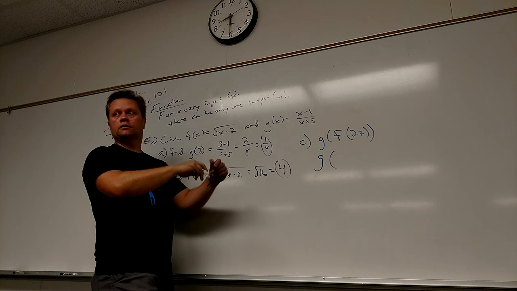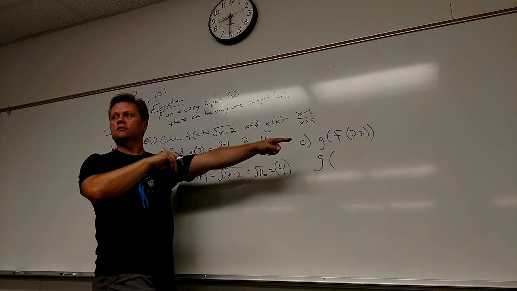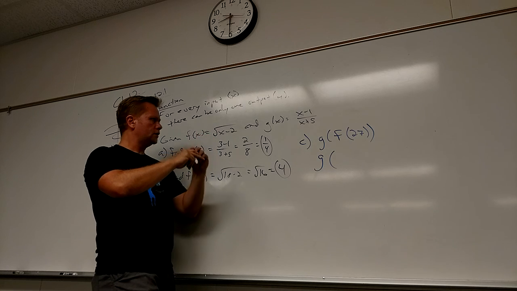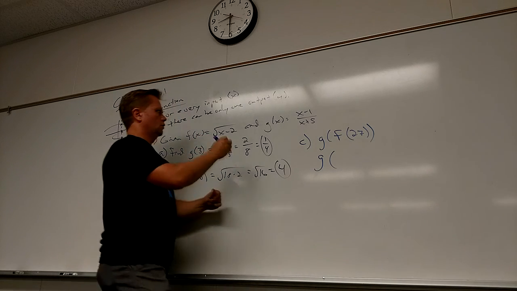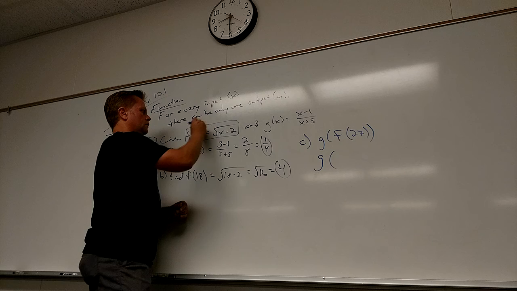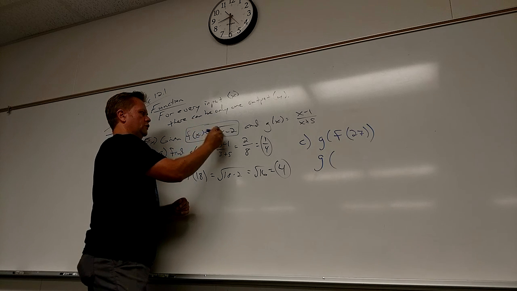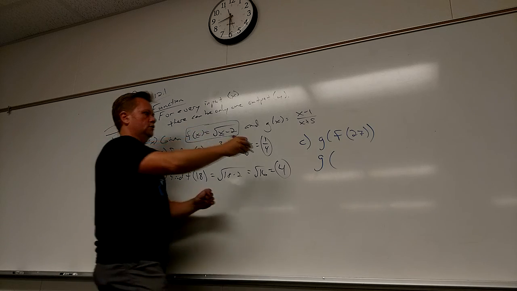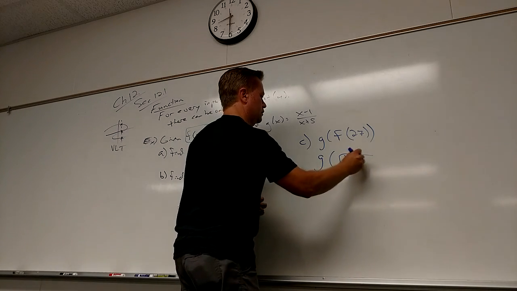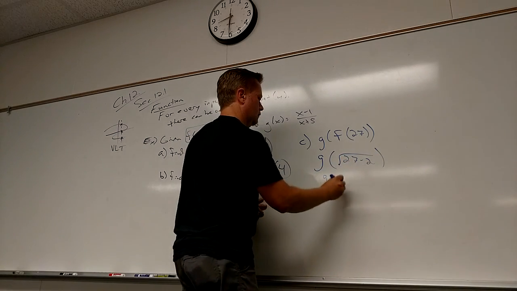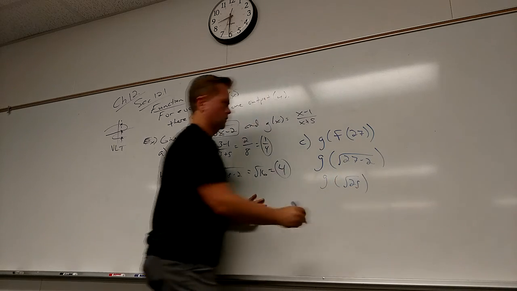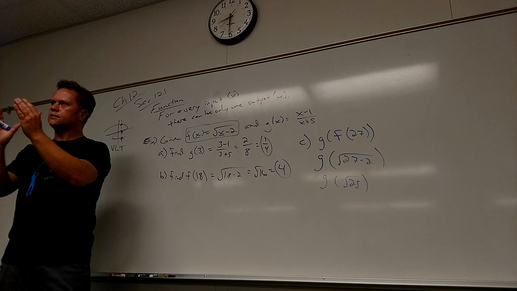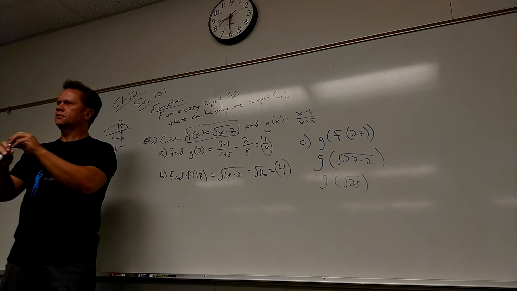f of 27. So that means take 27 and plug it in. What does f of x say to do? It says take the square root of that thing minus 2. So what's f of 27? Square root of 27 minus 2. I'm working from the inside out, right?